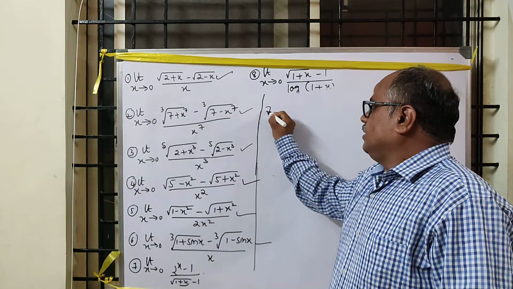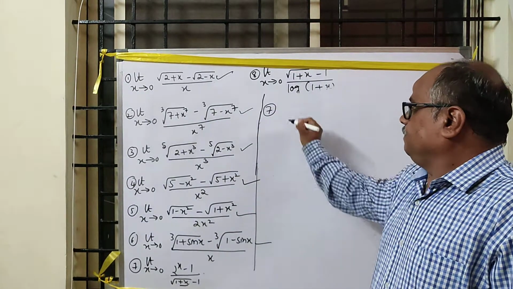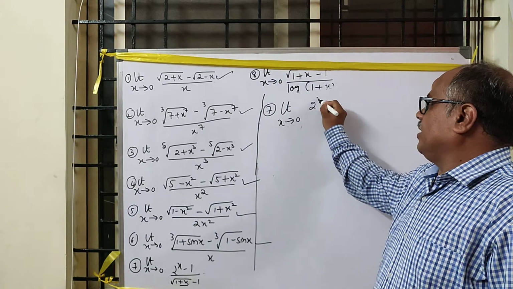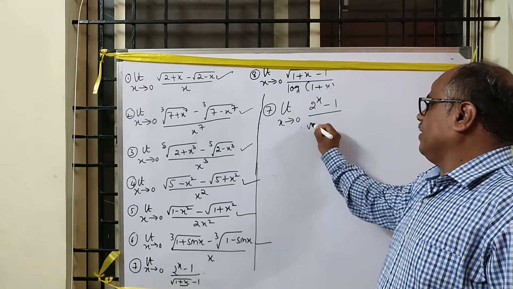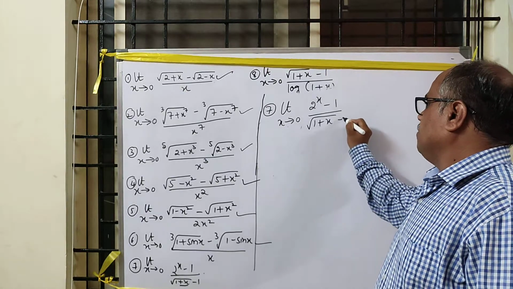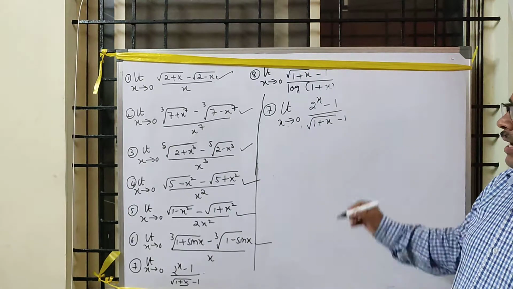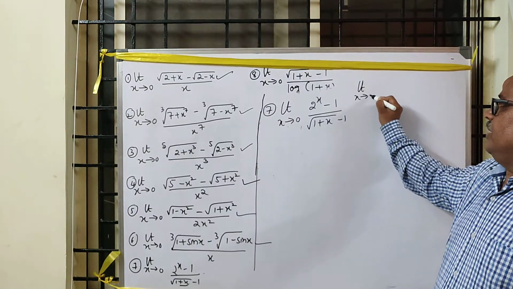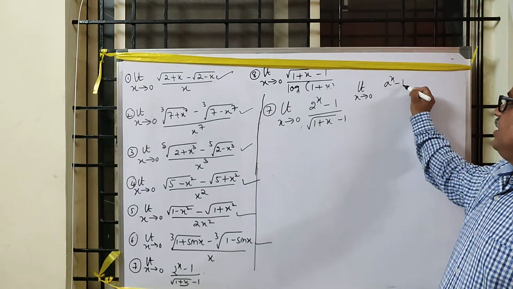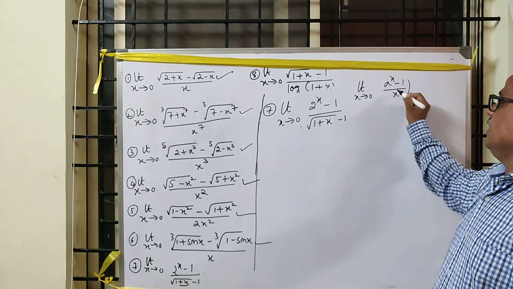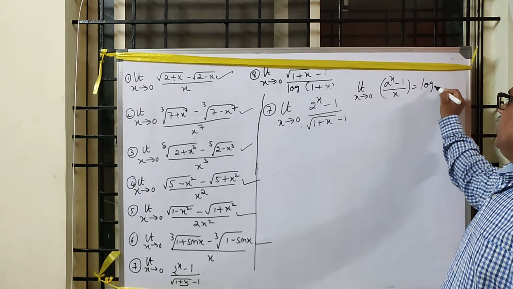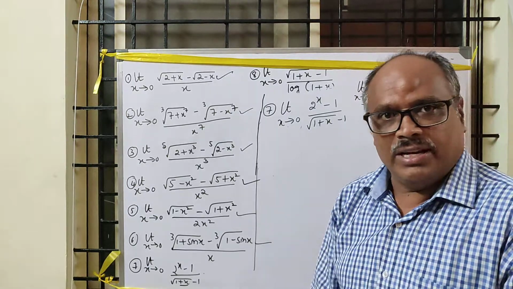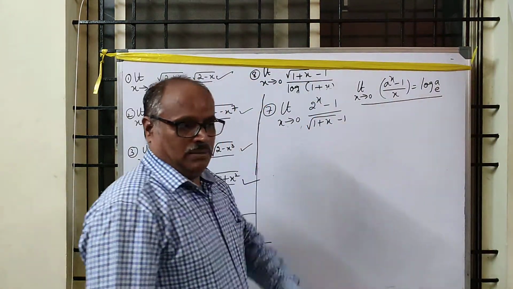The seventh problem: limit x tends to 0, 2 to the power of x minus 1 divided by square root of 1 plus x minus 1. We know well, limit x tends to 0, a to the power of x minus 1 divided by x is equal to log a base e. You have to remember this formula while we solve this problem.